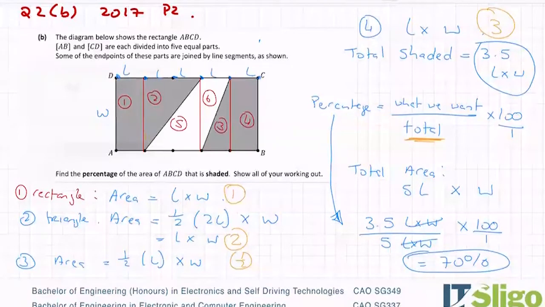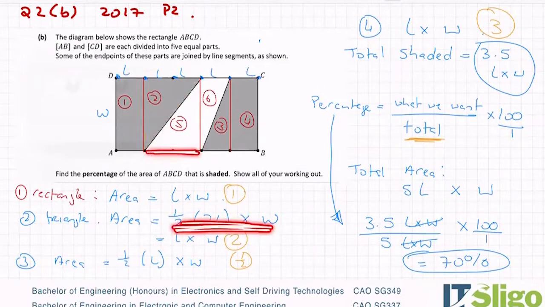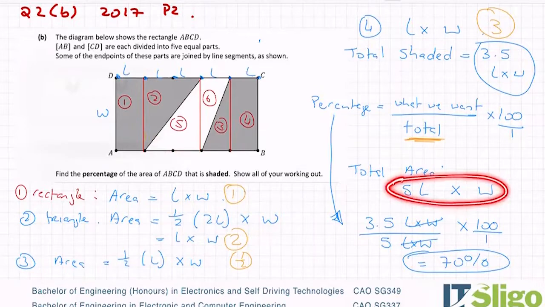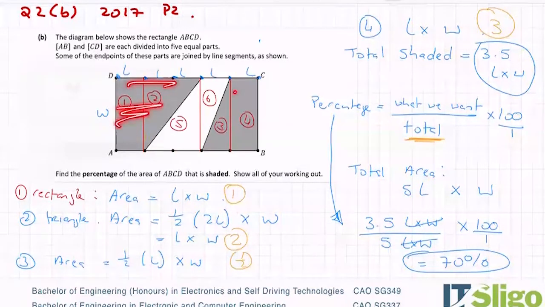Okay, perhaps an easier way would have been to work out the area of 5 and 6. So this would be half the base, half of 2L by W. And this one would be half the base by the perpendicular height, so you'd have got 1.5 L by W there, okay? And then you'd end up taking that away from 5, because you wanted the area of the shaded piece.